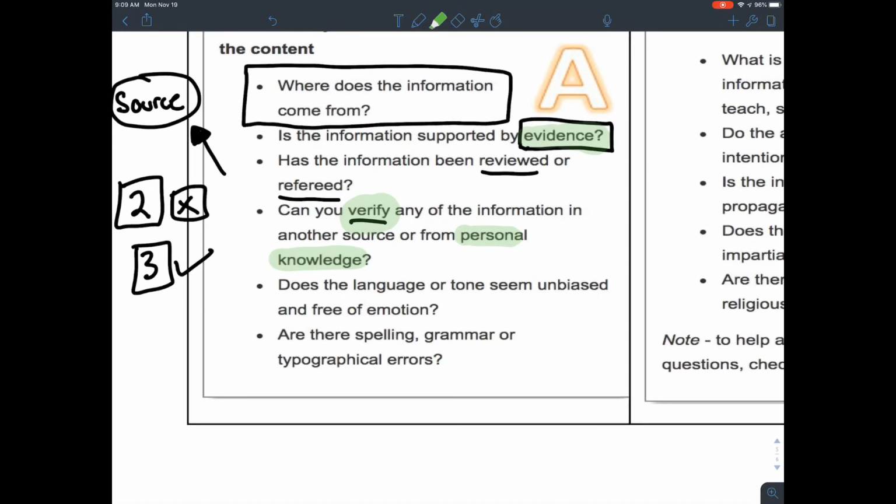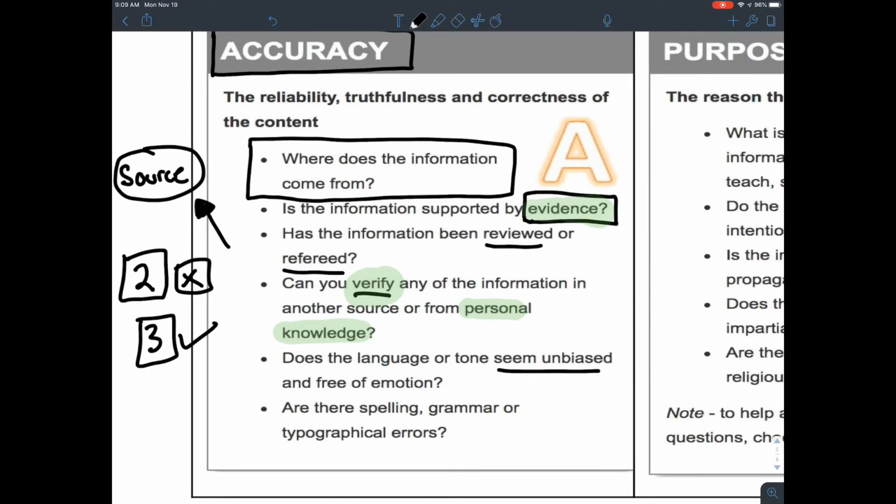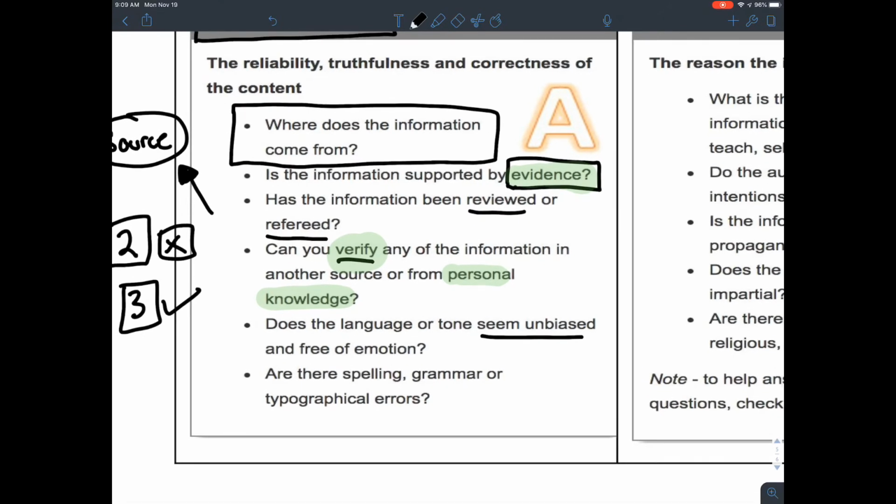Does the language or tone seem unbiased and free of emotion? This is one of the hardest things about accuracy, and the easiest way to think about it is, if you were to go to McDonald's and ask someone there, how are your hamburgers? The person working there is going to say, yo, our hamburgers are great. But that doesn't mean that information is accurate, because the person giving you that information works there. They're getting paid to work there. So their information is not unbiased, it is biased. They have an opinion that they're trying to sell you. And if they're trying to sell something to you, then they have a motive, an agenda. So it is not going to be free of emotion. They want to make money off of you.